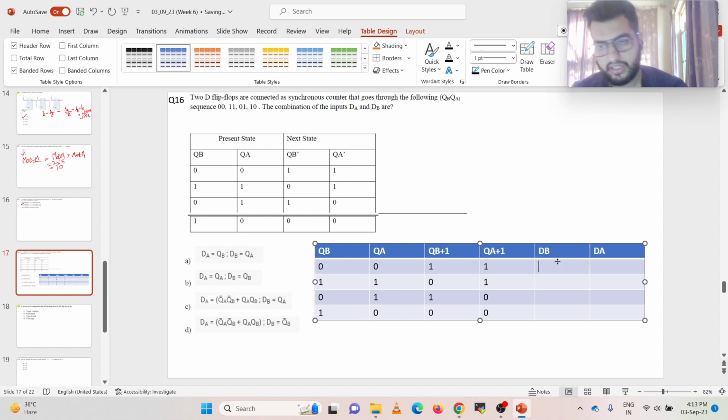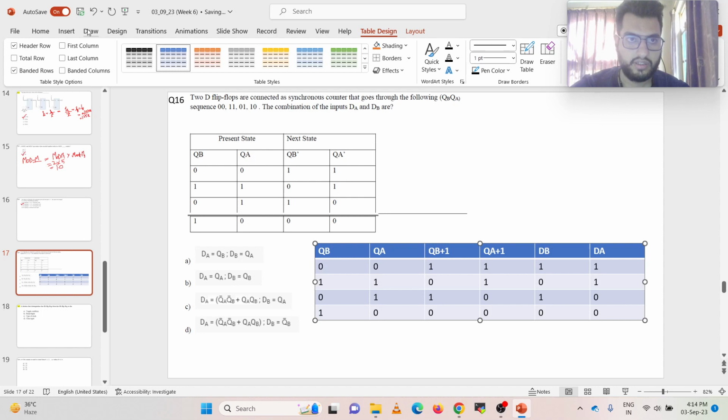So now let's write the inputs DB. QB plus 1 is equal to 1. So that means DB is, because for a D flip-flop, Qn plus 1 is equal to D. So DB, QB plus 1 is equal to 1. So that means DB is equal to 1 and DA is also 1, right? Then we have 0 and 1. Then we have 1 and 0, and then 0 and 0.